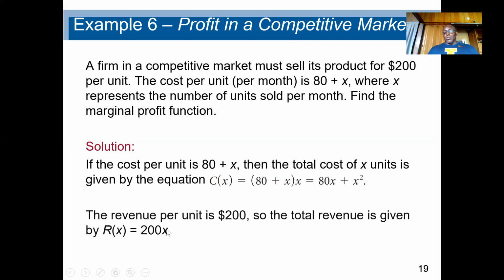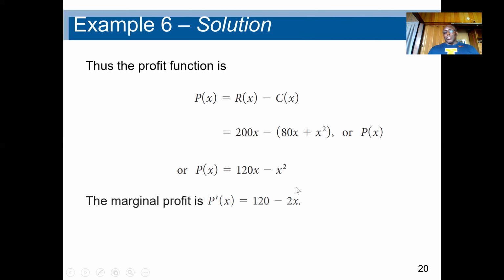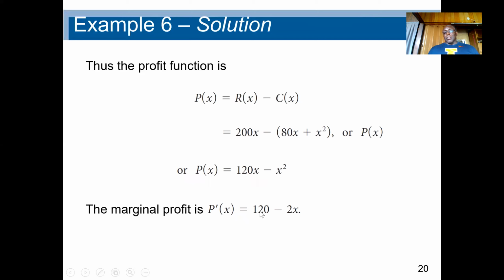200X, which is the revenue, minus 80X plus X squared. Then we find the derivative of it. So profit will be revenue minus cost. We substitute the value 200X minus 80X plus X squared. We open the parentheses, solve it, and we get 120X, because 200 minus 80 gives me 120. Minus and positive will give me minus, so I get X squared. Now we find the derivative of this function, which will give us 120 minus 2X. And that's it.